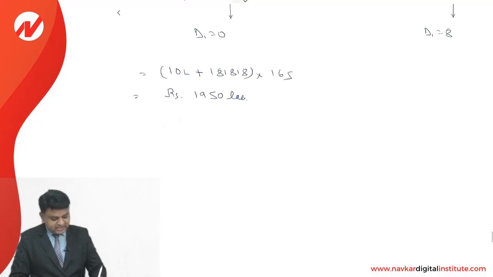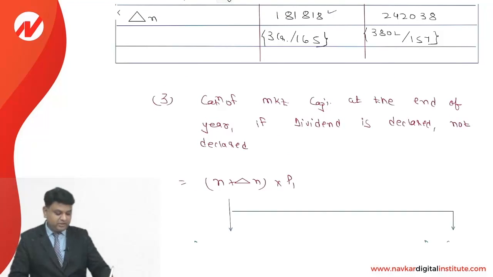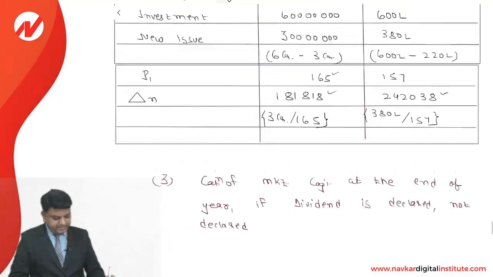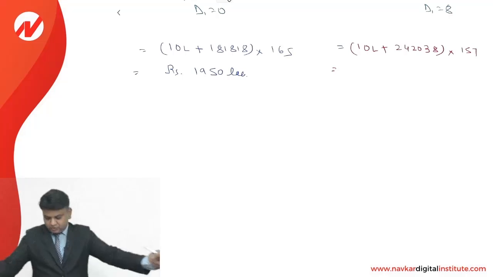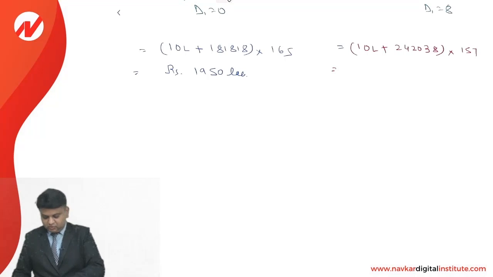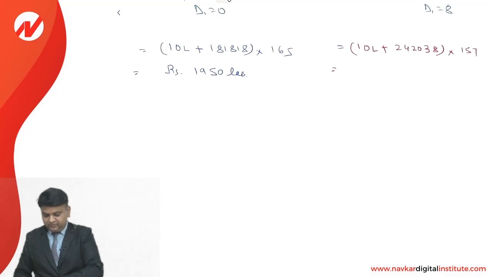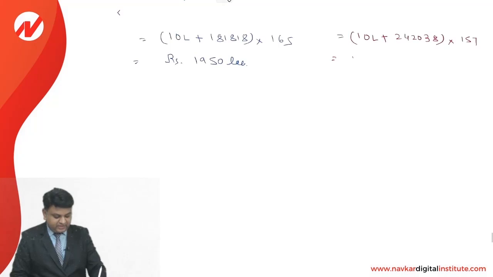This is the way we are required to make the computation of the value of the firm in the first situation. In the second case, what will happen, dear students? Again, the existing number of shares will remain same, 10 lakhs. New issue will be 2,42,038. So plus 2,42,038 multiplying with the P1, price of equity share at the end of the year, and that amounts to 157. So 10 lakhs plus 242038, that is 12,42,038 into 157. That comes to again an amount of rupees 1950 lakhs.